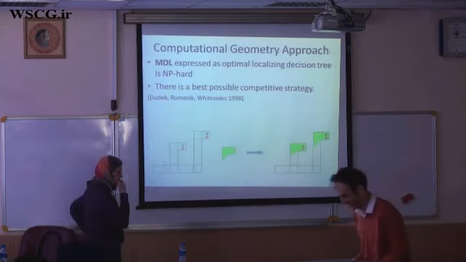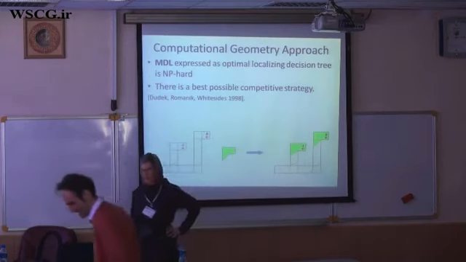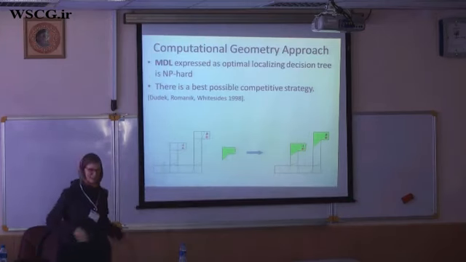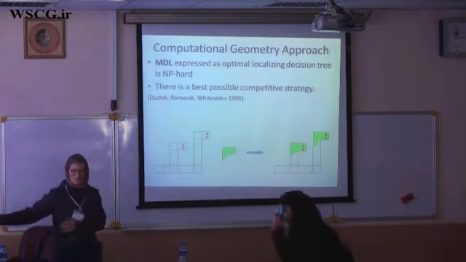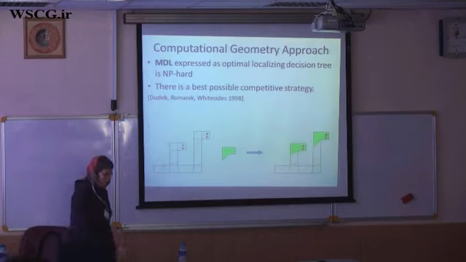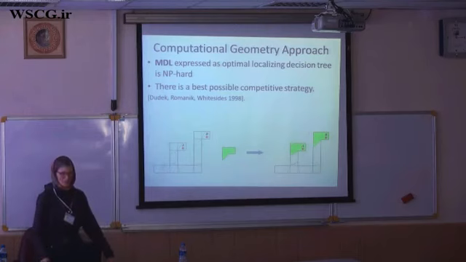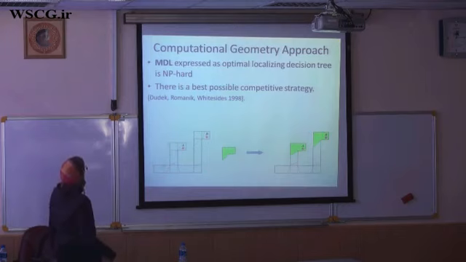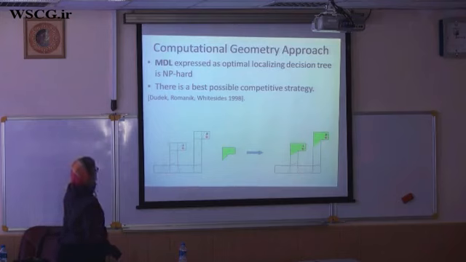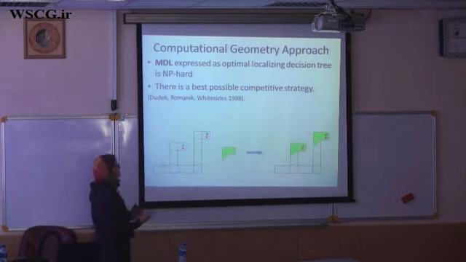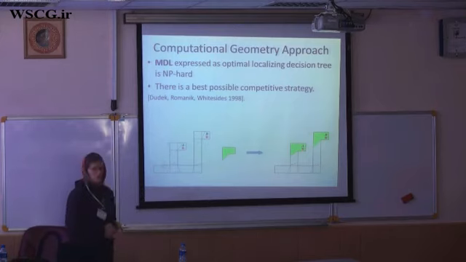So here's a computational geometry approach, more on the pure side. We're going to be talking about pure approaches down to simulated approaches down to moving a robot down the hallway, see that spectrum. So this is how a computational geometer interacting with a robotics guy might approach this problem. We were able to prove that this minimum distance localization problem, when you express it as a problem of finding an optimal localizing decision tree, is an NP-hard problem.